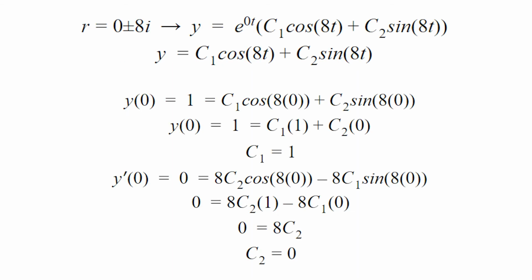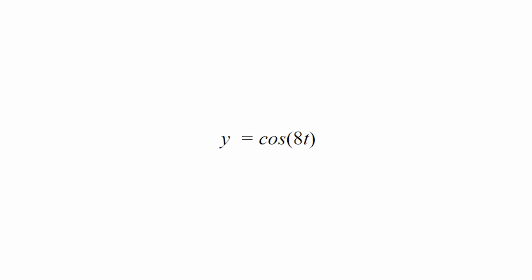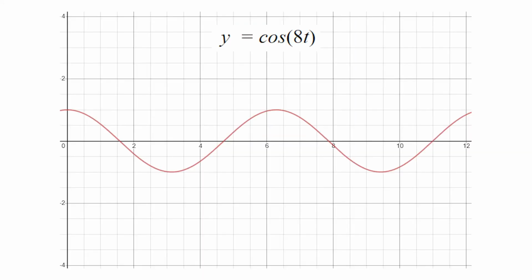We can now use our initial conditions to solve for c1 and c2, and we're left with the final equation, y equals cosine 8t. This equation models the mass over time, and when we graph it, we can see that it oscillates indefinitely. This makes sense as there's no damping forces to slow it down.